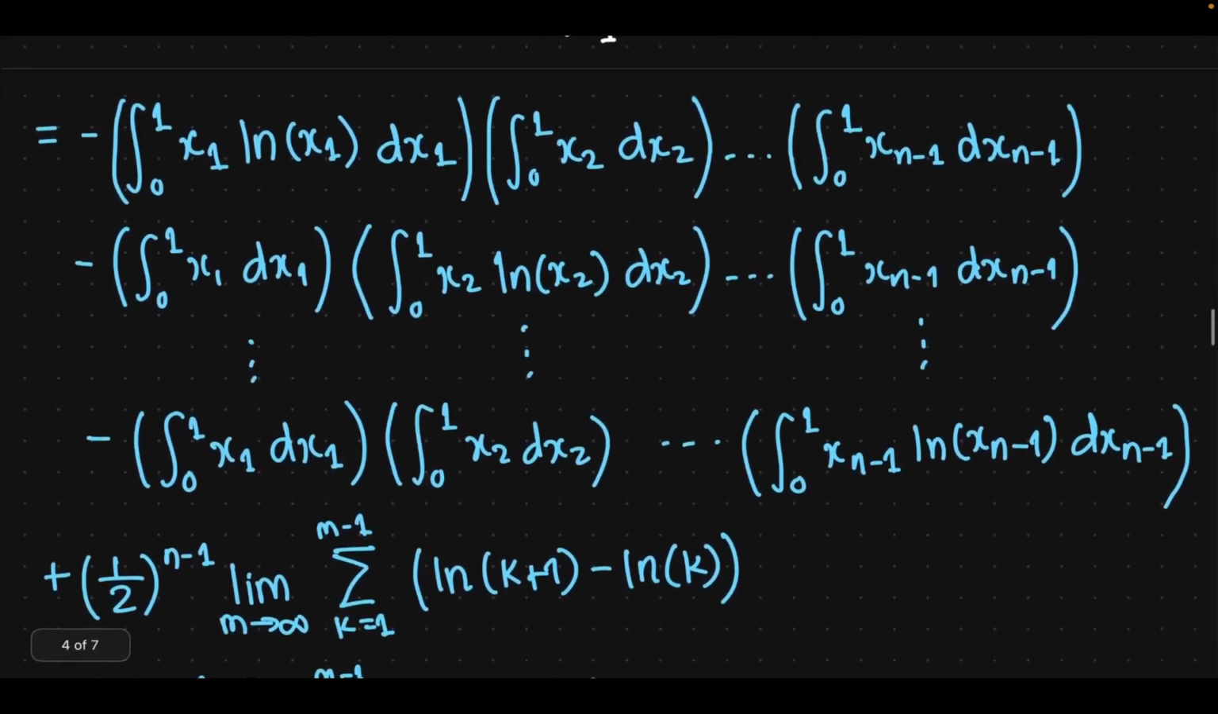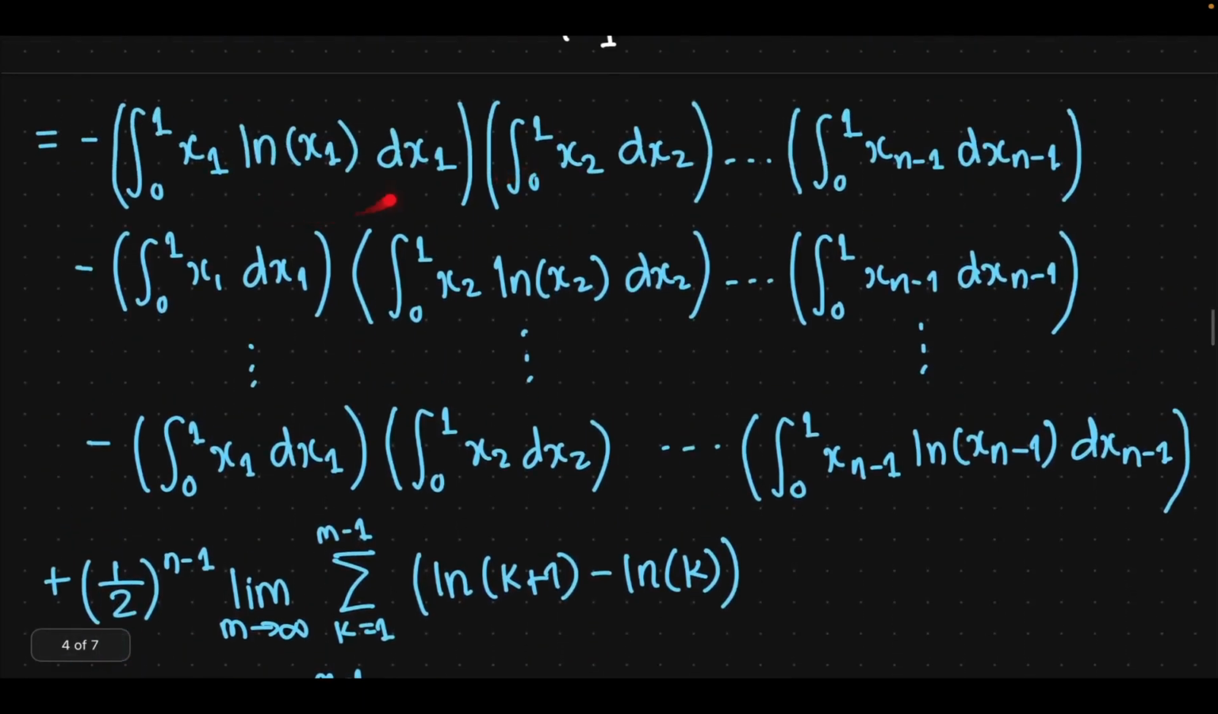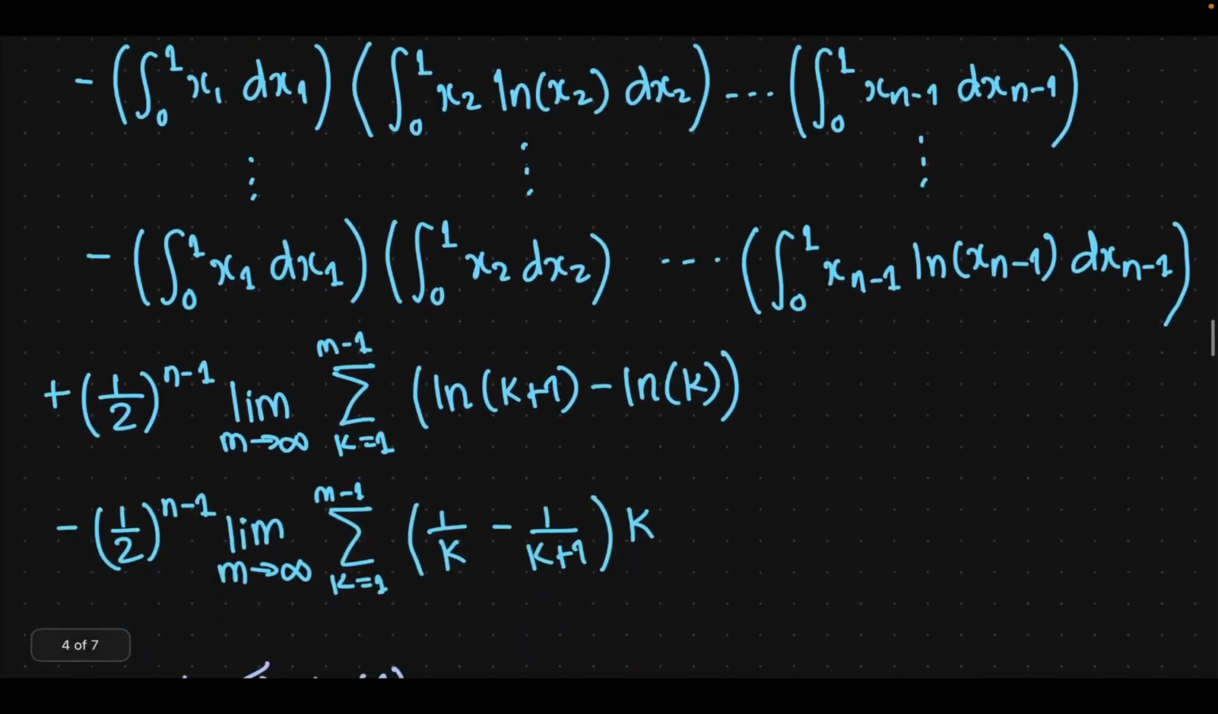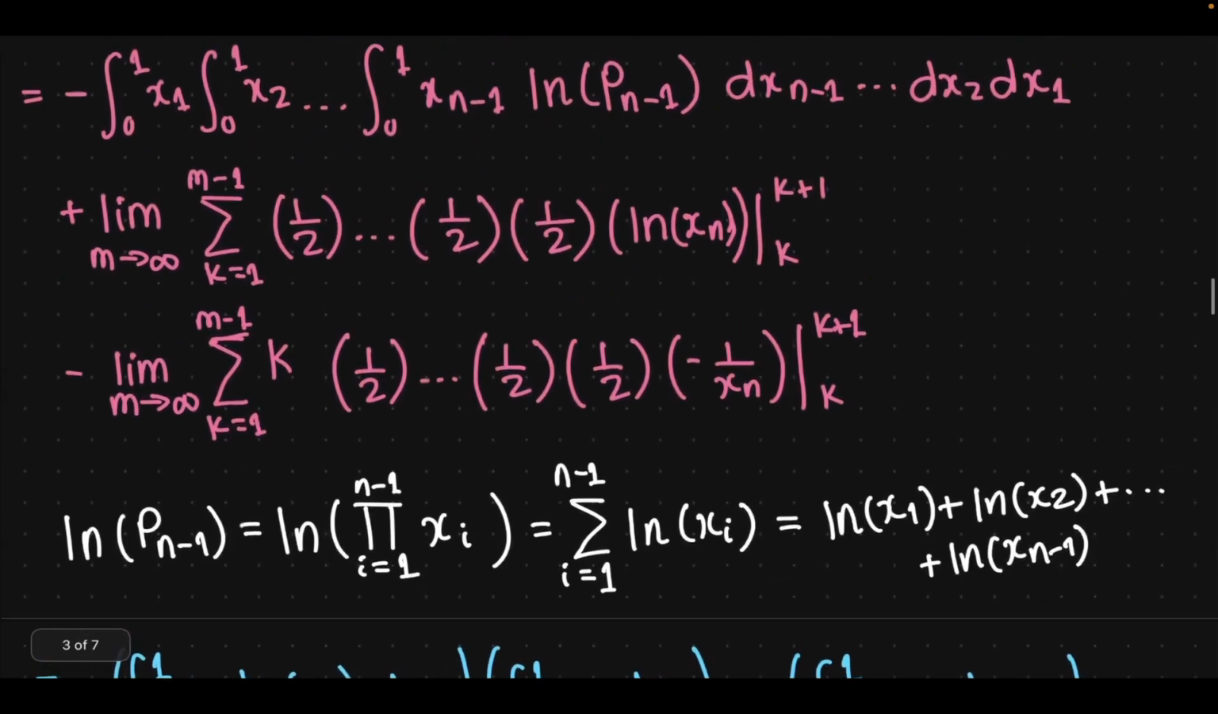So what we're getting is, for each of those terms in this sum, one integral of a variable times the natural log of that variable, and then n minus 2 integrals from 0 to 1 of a variable times d variable, basically. That's just the first term generated by the ln P_{n-1}.